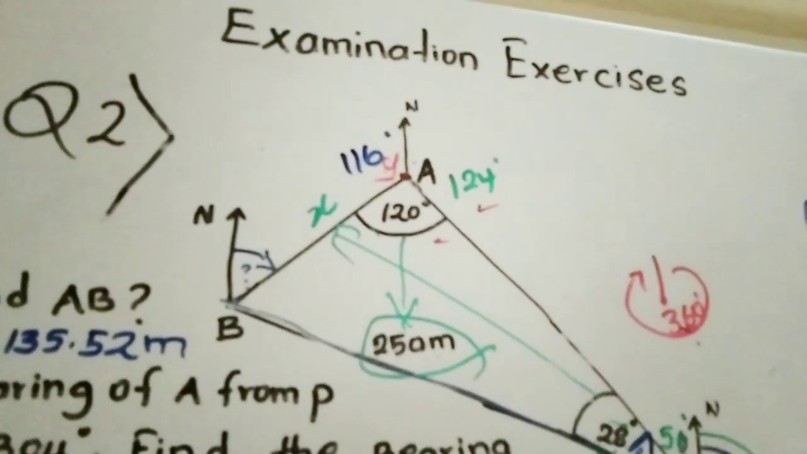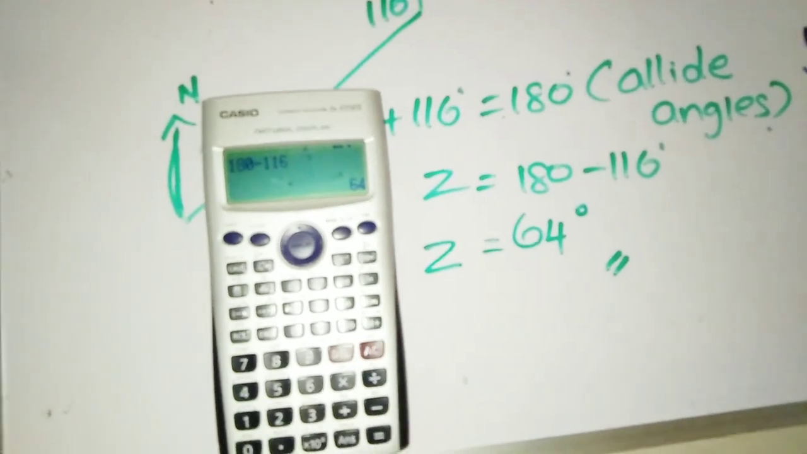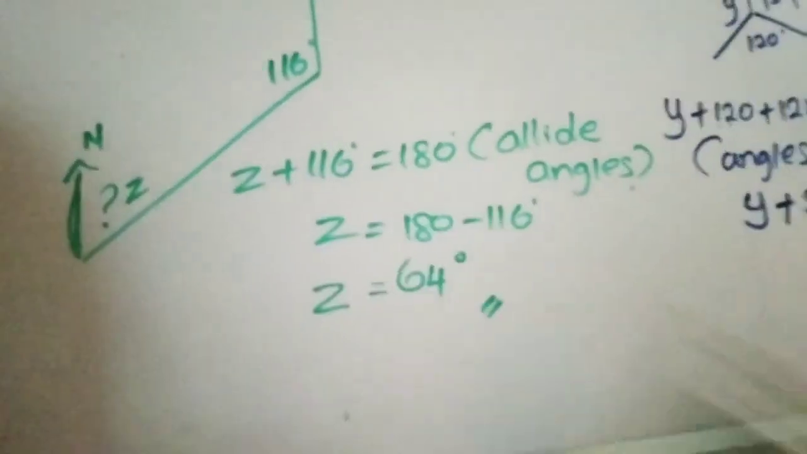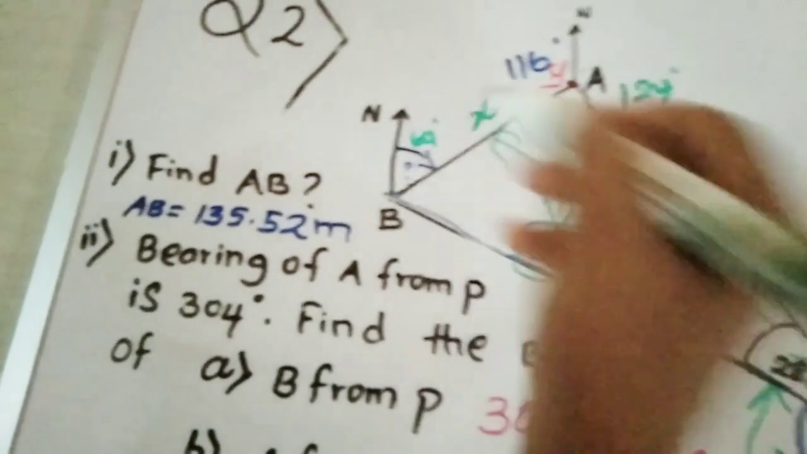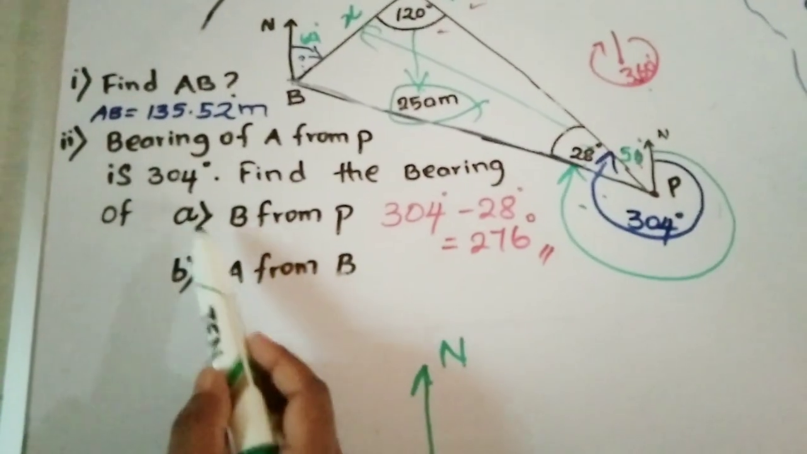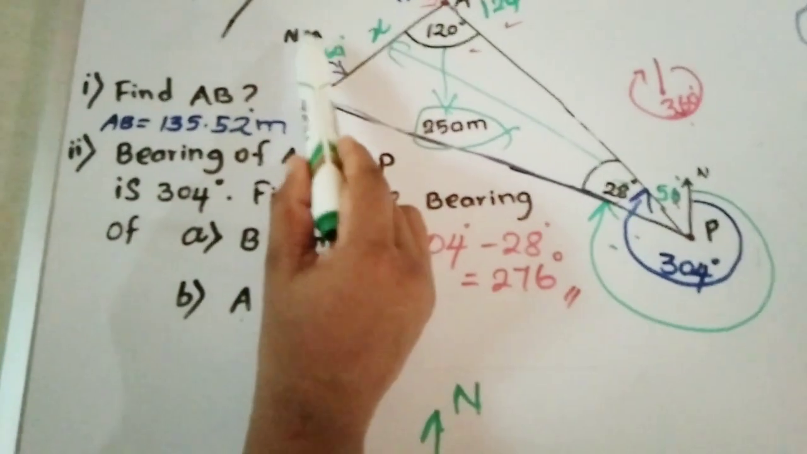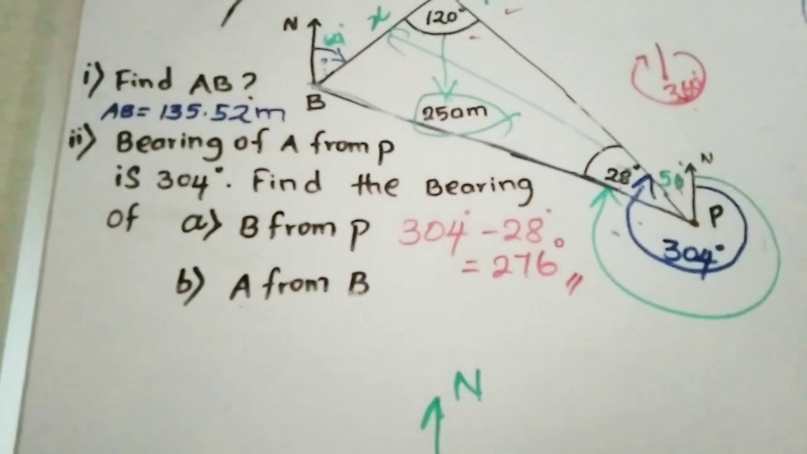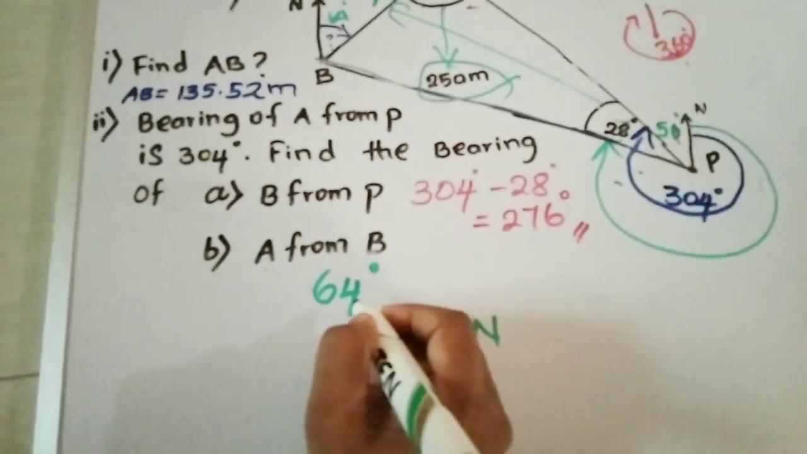Now we are going to find the bearing of A from B. The same theory, allied angles. Those are allied angles. They add up to 180. I'm naming the unknown as z. z plus 116 equals 180. So what's the answer for this question? 180 minus 116. It's 64. Answer is 64.